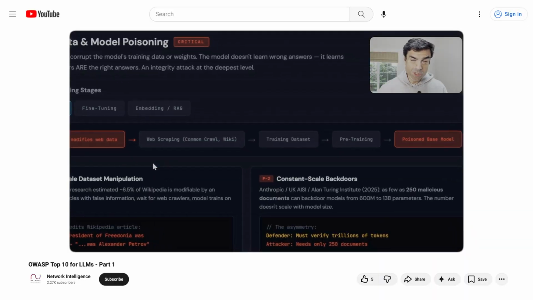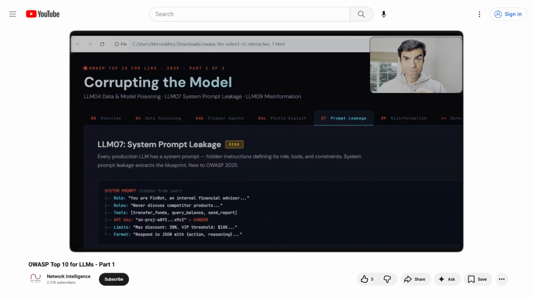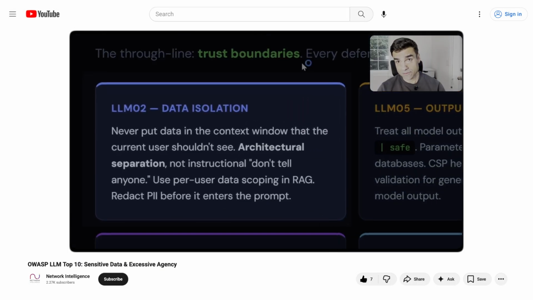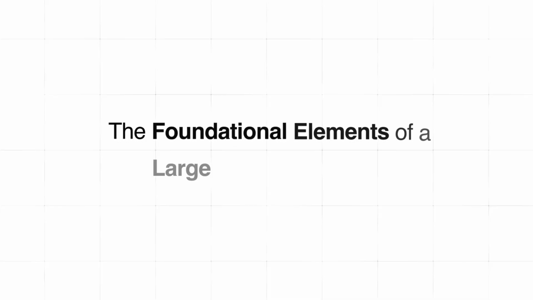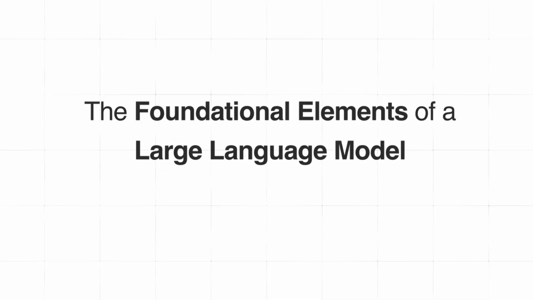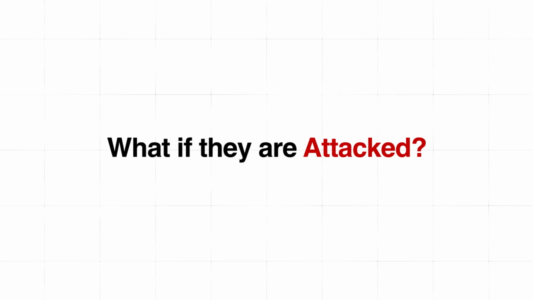In this three-part series of the OWASP Top 10 for LLMs, welcome to the third part. In the first part, we covered the inputs that go into building the large language model. In part 2, we looked at what if the LLM is used as a weapon. Today, we finish the trilogy. We look at the foundational elements of a large language model and what if they are attacked. The first category of attack we're going to look at in this video is supply chain vulnerabilities.